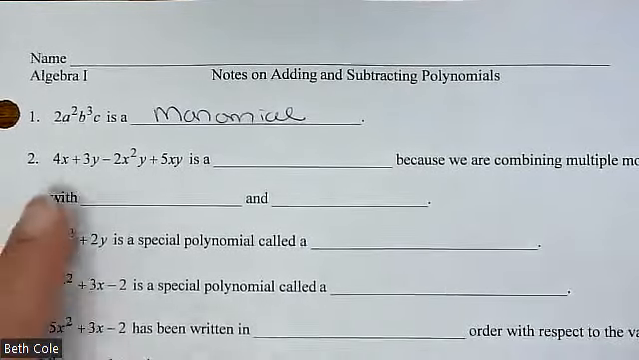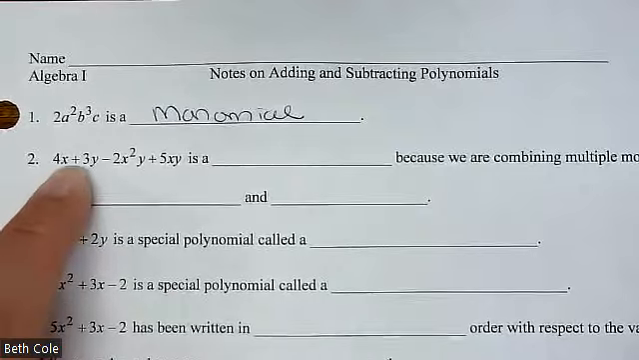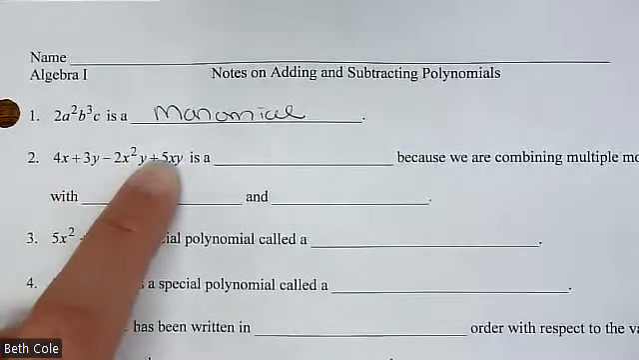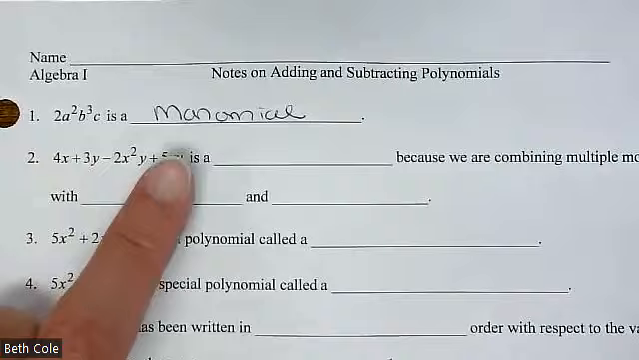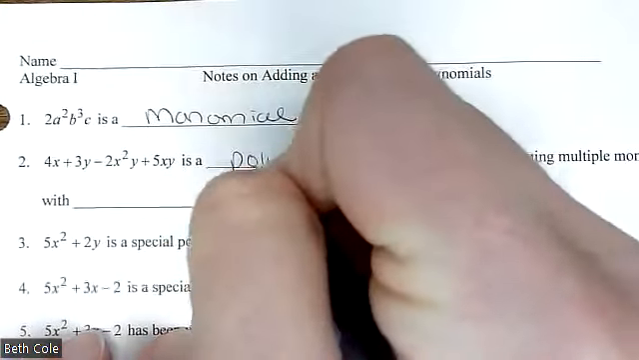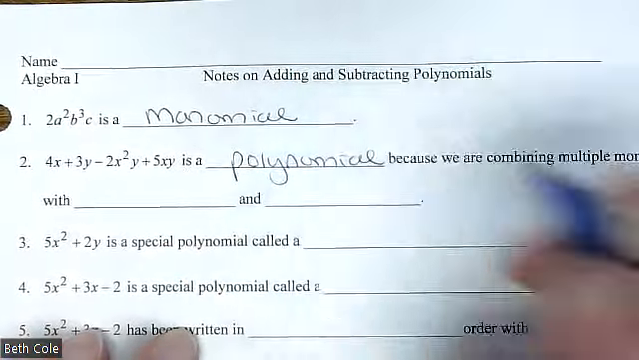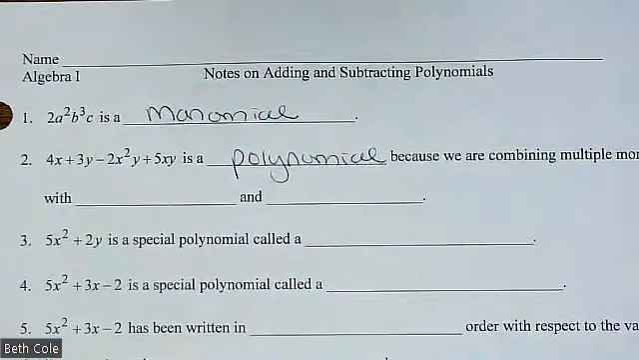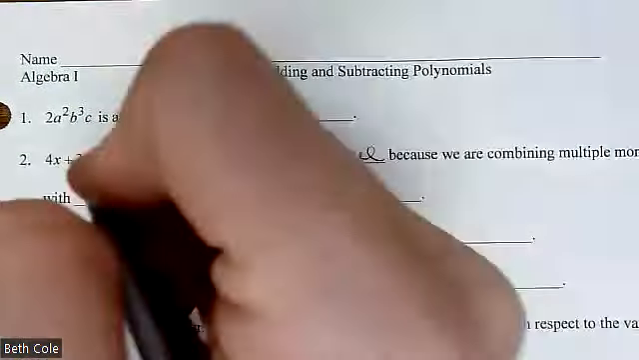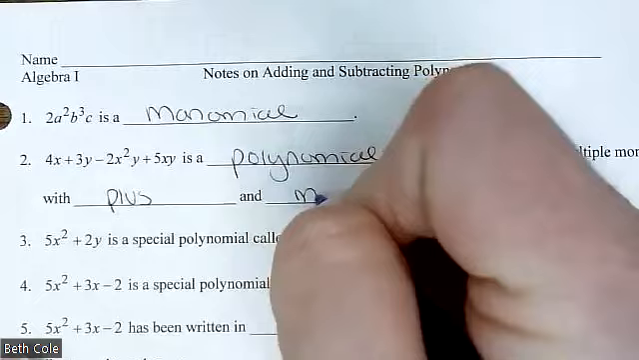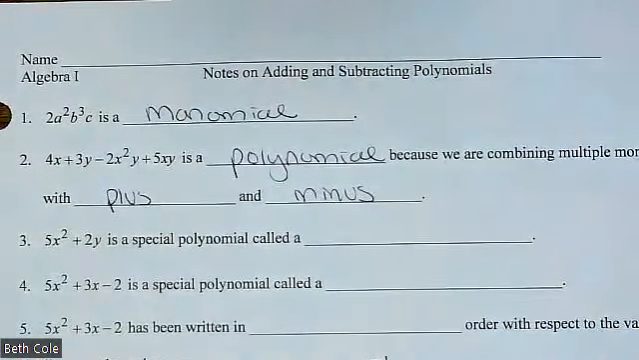All right, so when you look at this, do you see how there's a plus sign right there and a minus sign right there and another plus sign? You have all these things being added and subtracted. This is a polynomial because you're combining multiple monomials with plus and minus. So when you have the adding and subtracting is when it becomes poly. You have more than one thing, several.